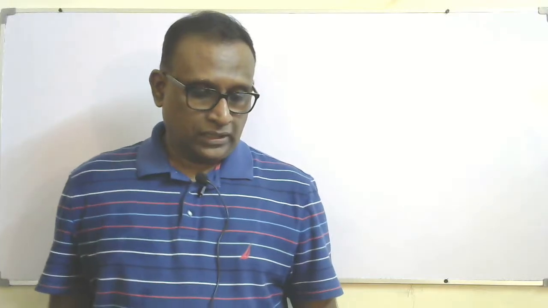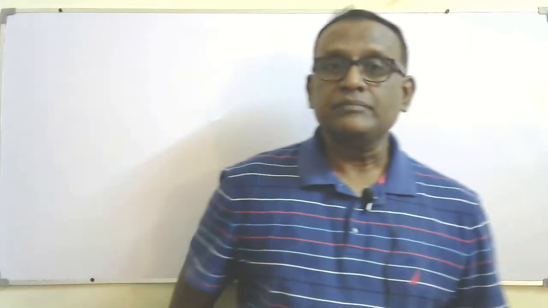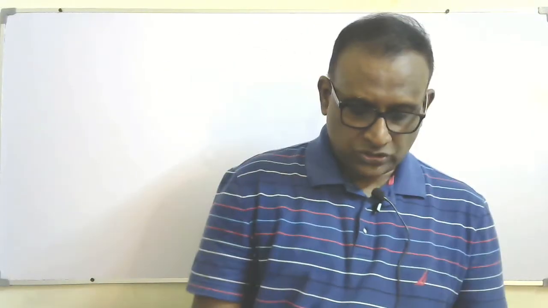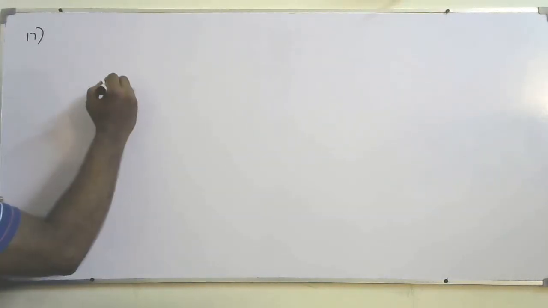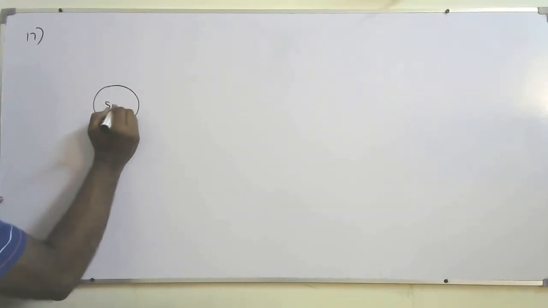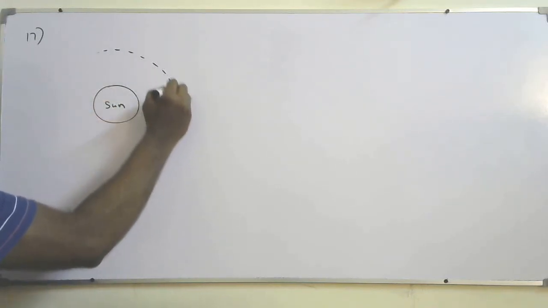Okay, question 17 about the trigonometric parallax method. Astronomers use a variety of techniques to determine the distances to astronomical objects outside our solar system. Describe how trigonometric parallax can be used to determine the distance to a nearby star. So there we use it like this. Question number 17. This is the sun. Earth is orbiting around the sun.